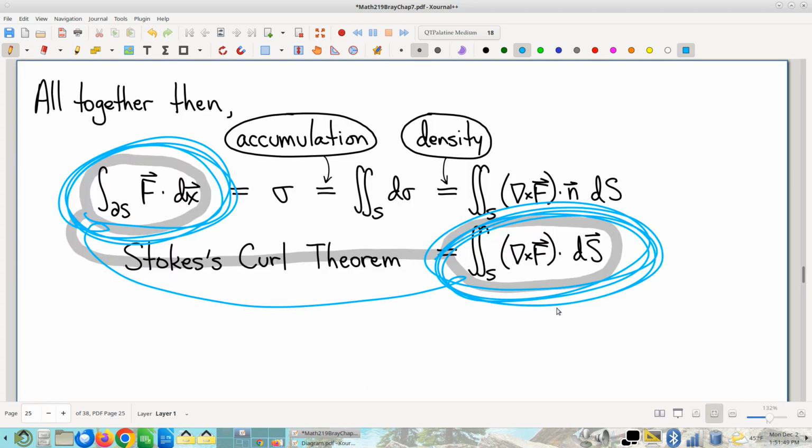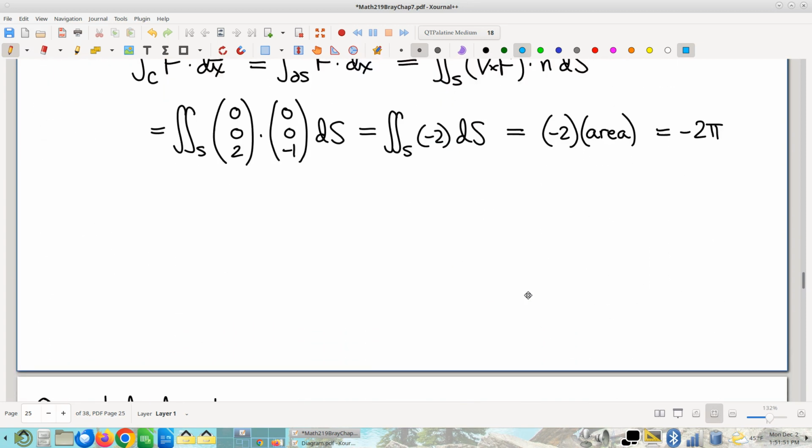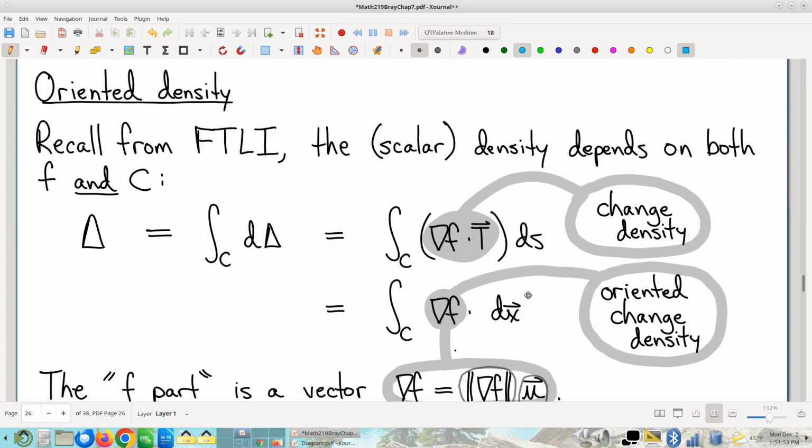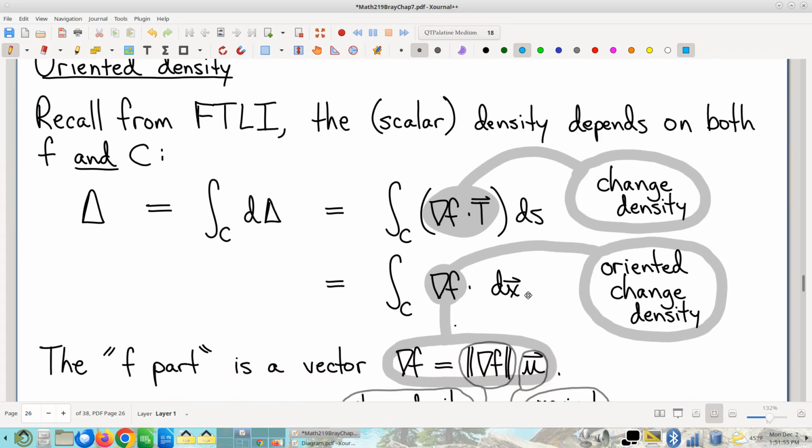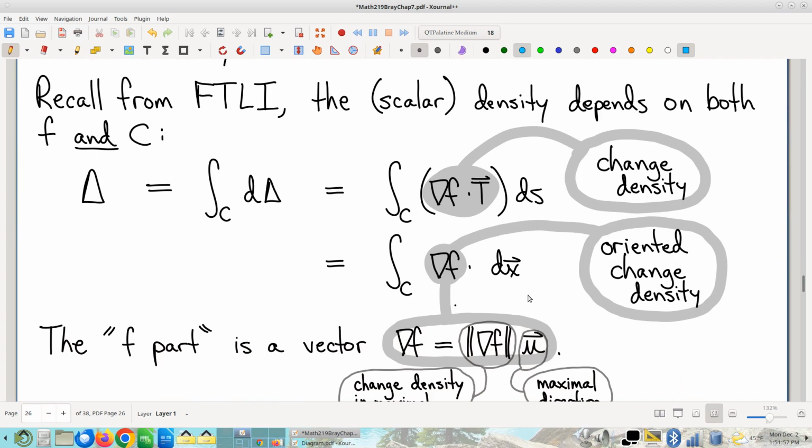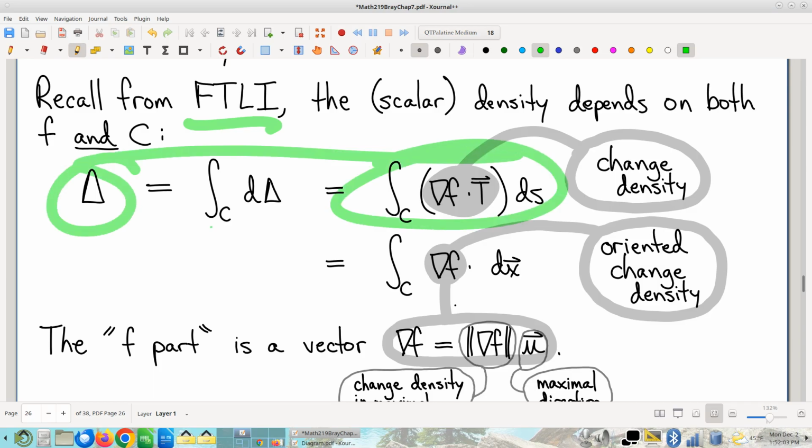Alrighty. Okay, so several related ideas I want to talk about. Y'all will recall when we were talking about the fundamental theorem of line integrals, and that, by the way, that's this right here. There's fundamental.